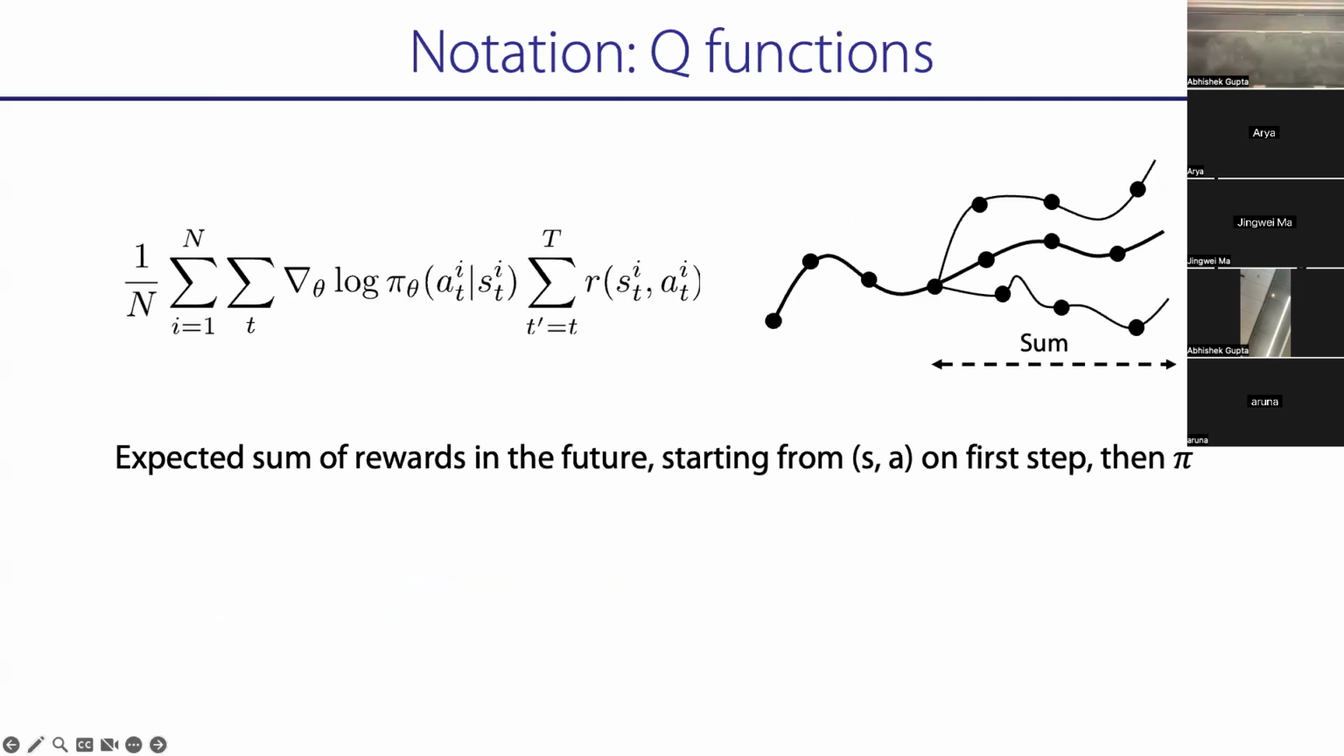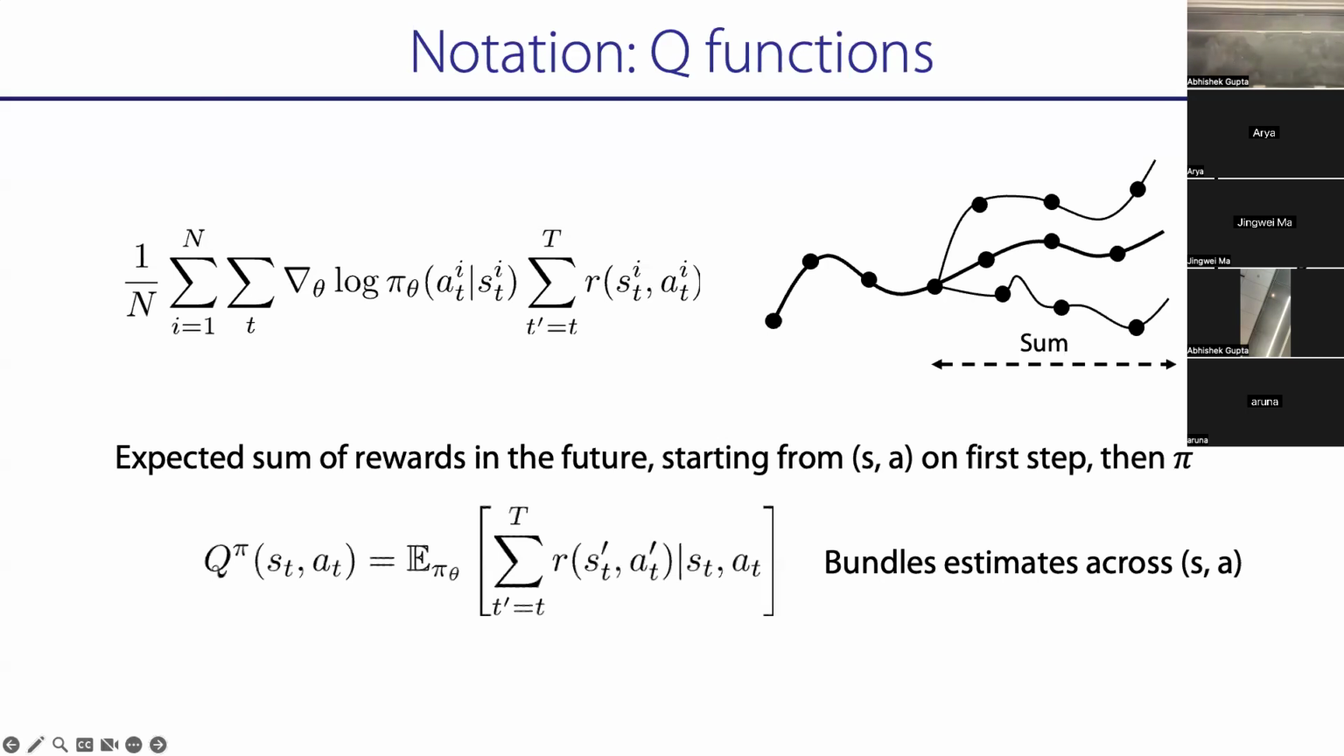We're going to introduce a bit of notation. We really want something which looks like the sum of rewards in the future, averaged across many different trajectories. We take the sum of rewards going forward, average them across trajectories, and that's what we're going to call our Q function, which is the expected sum of rewards in the future. You can discount them if you like. Starting from state S, taking action A on the first step, and then following a policy pi. In notation, the Q function under a particular policy pi is the expected sum of rewards, starting at state s_t, taking action a_t, and then following policy pi.